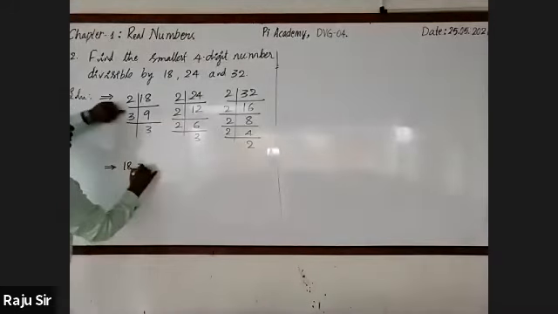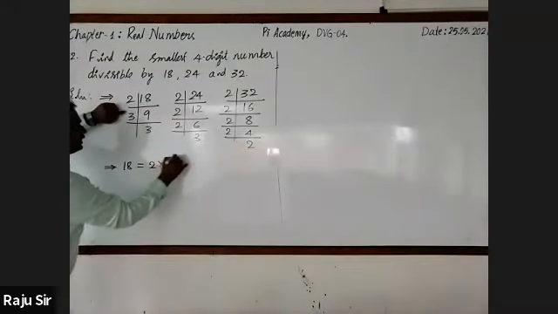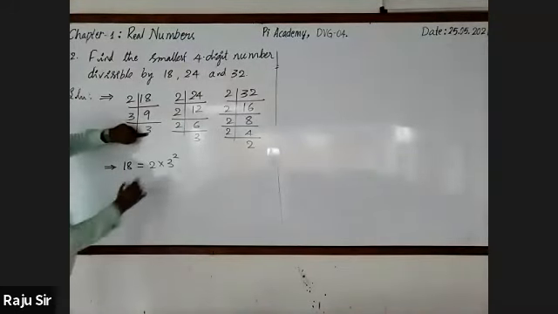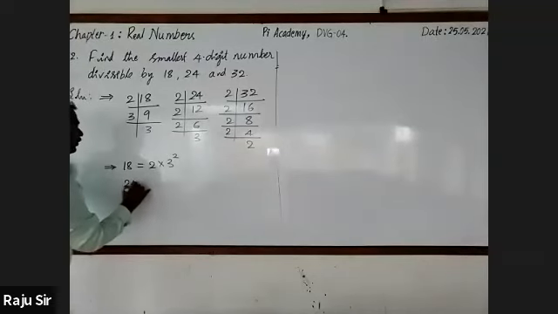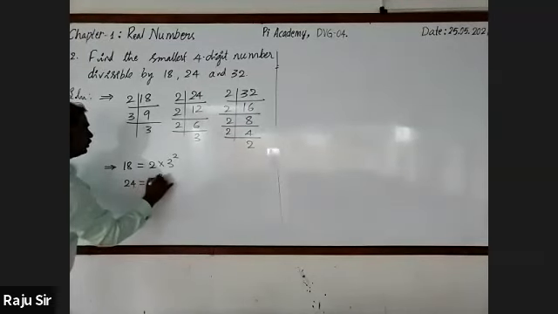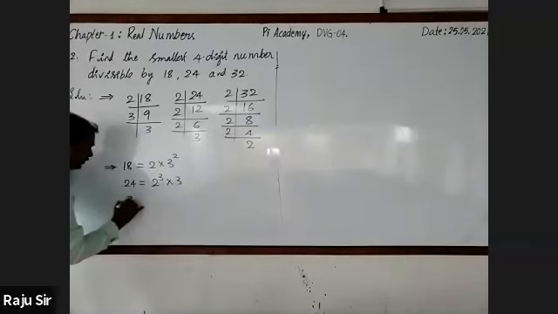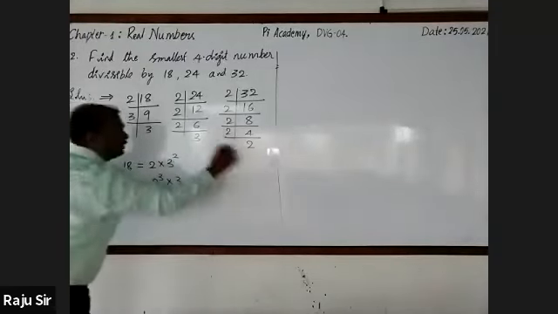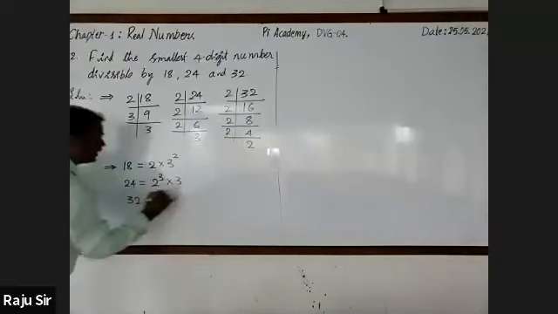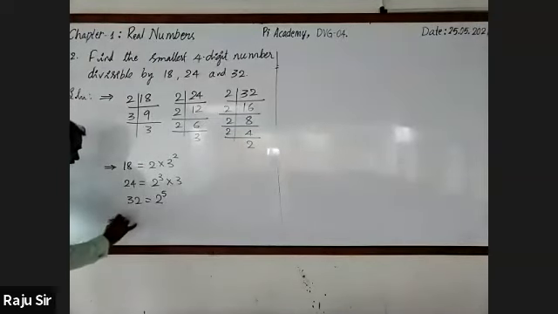18 is equal to 2 into 3 raised to the power 2. Next, 24 is equal to 2 cube into 3. And 32 is equal to 2 raised to the power 5. Then find out the LCM of these three numbers.